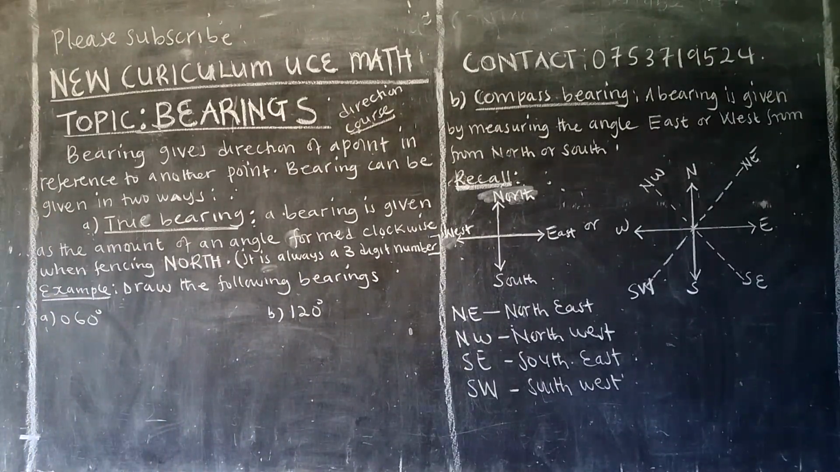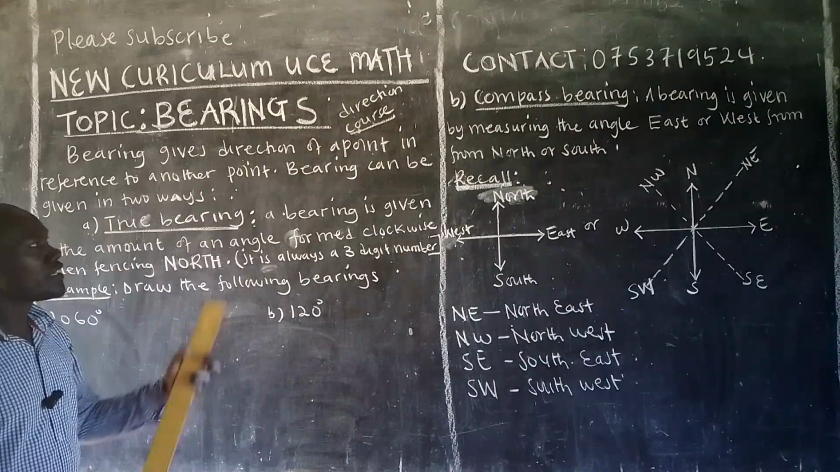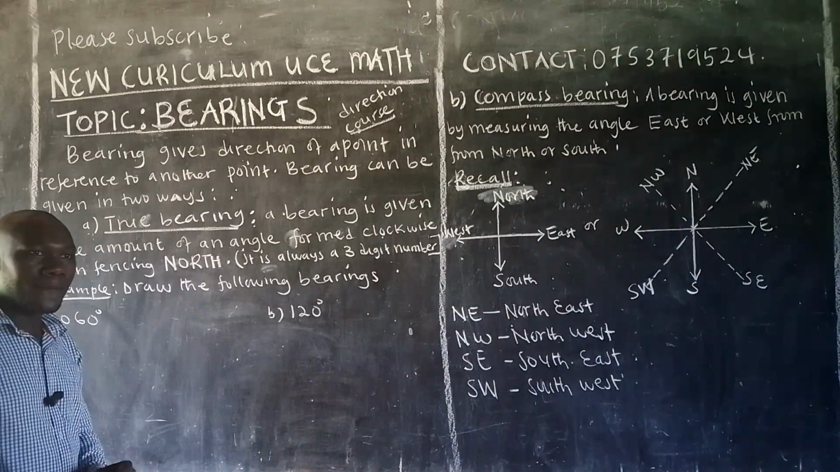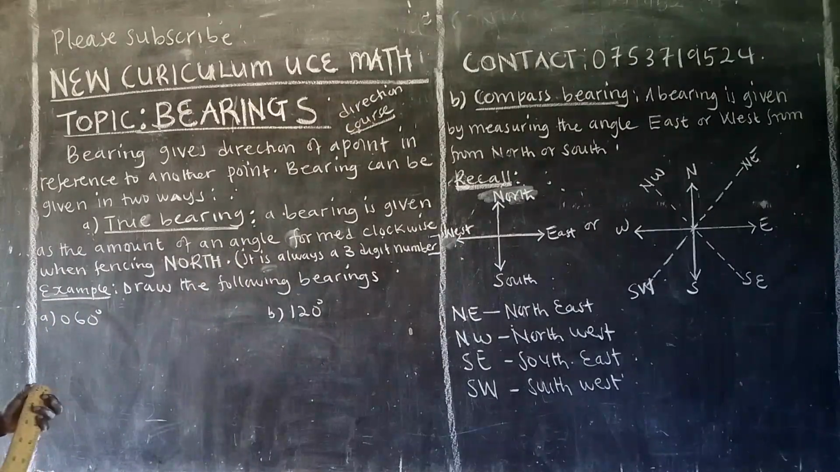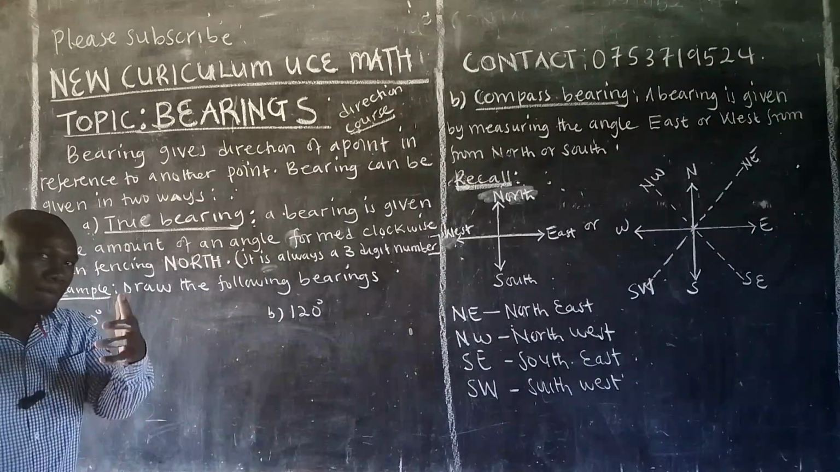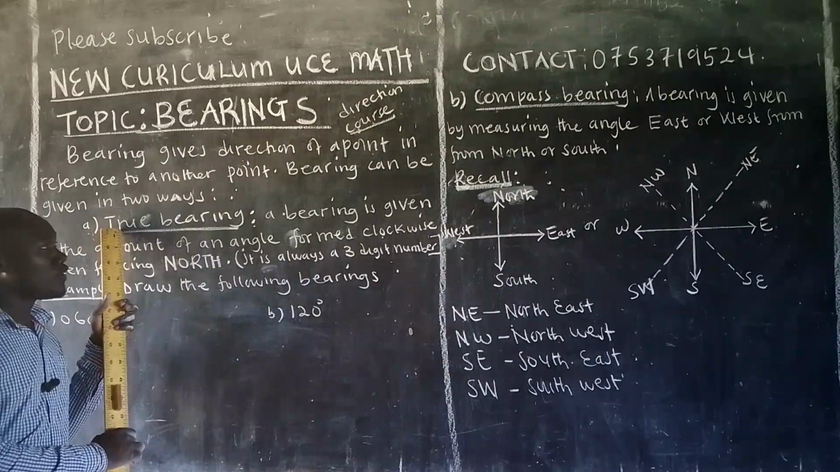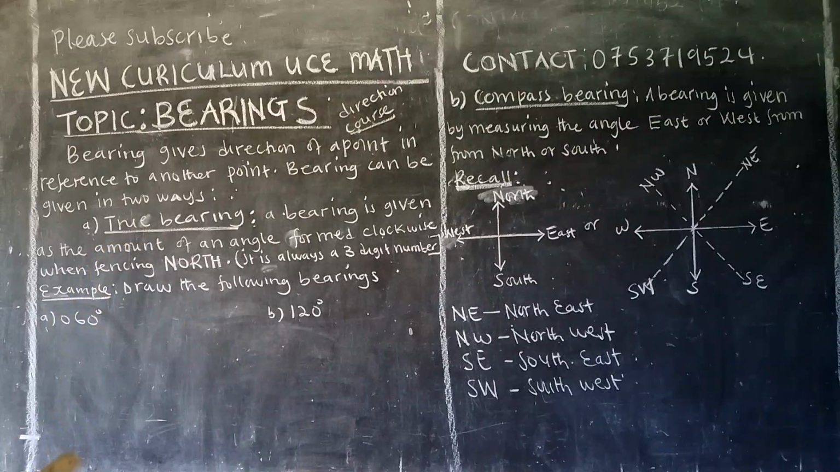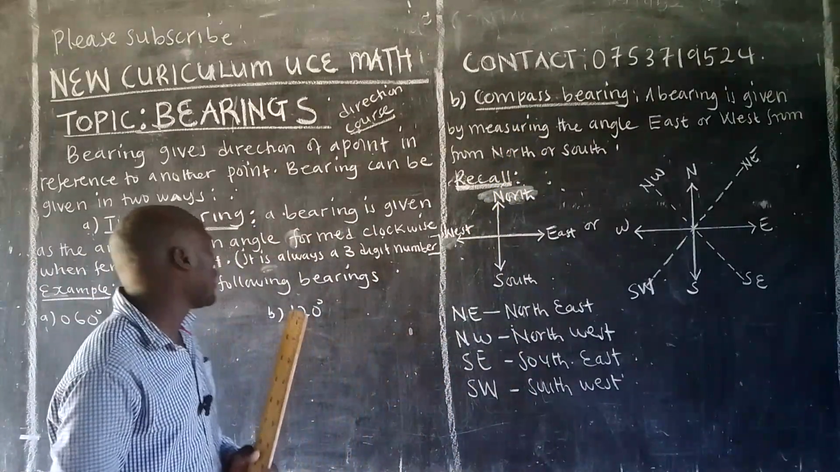We are saying that bearing gives the direction of a point in reference to another point, like the direction of Jinja to Lira. We can get to know that bearing. Bearing can be given in two ways. Here you must take note: as you're reading about bearing, you may become a pilot in the future or a driver, so you must get to know the kinds of bearings. We have a true bearing, and another one is a compass bearing. There are only two, and better know how we use them.